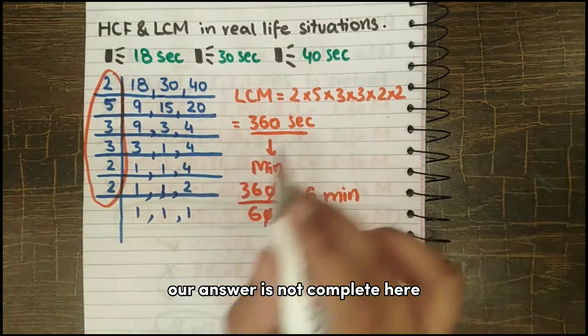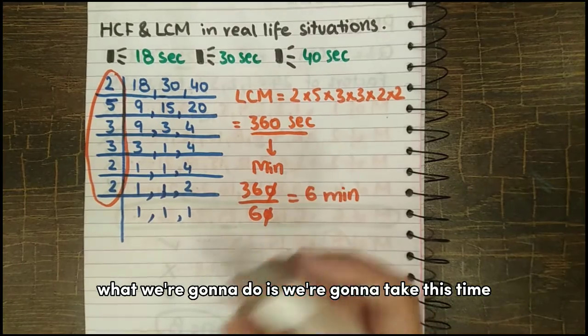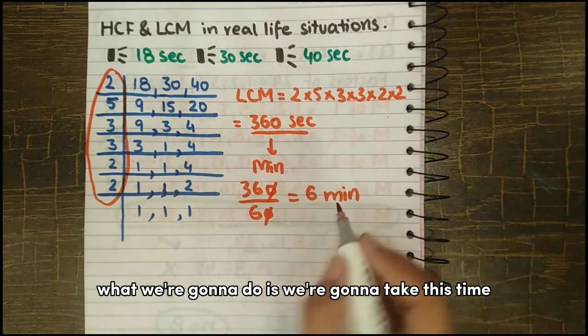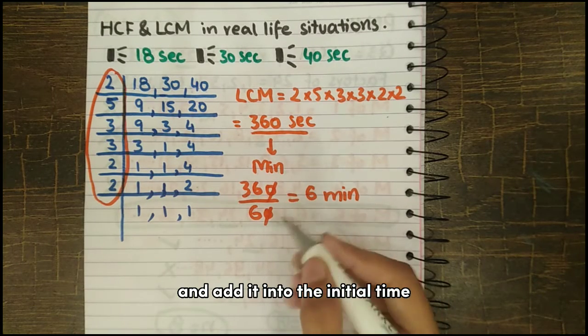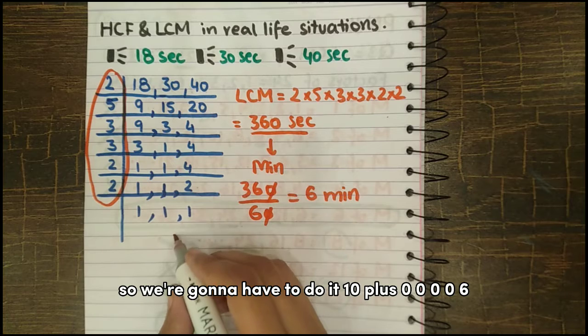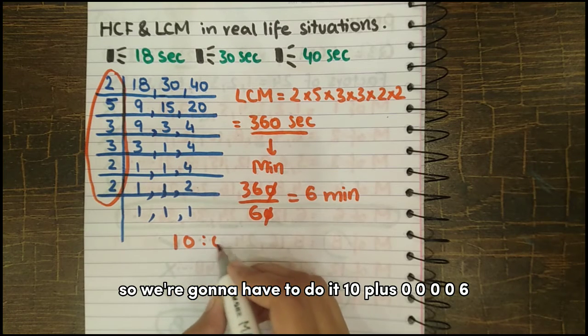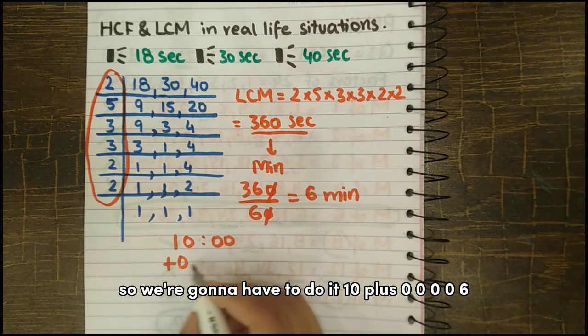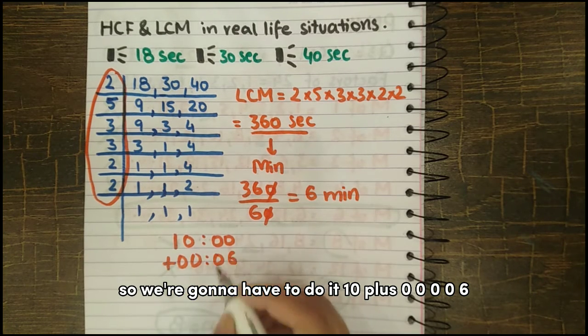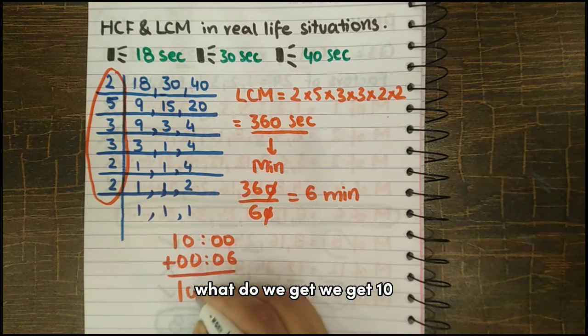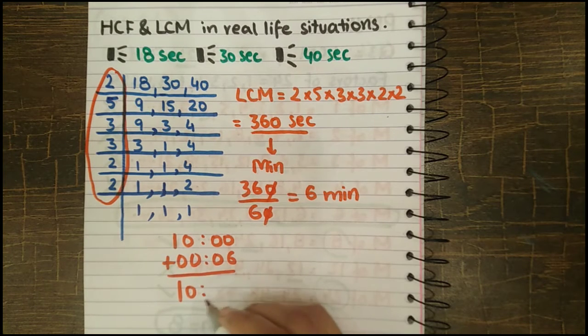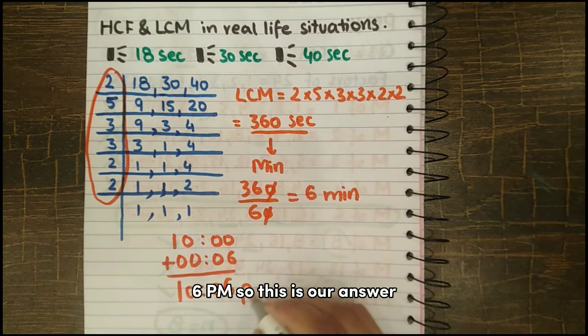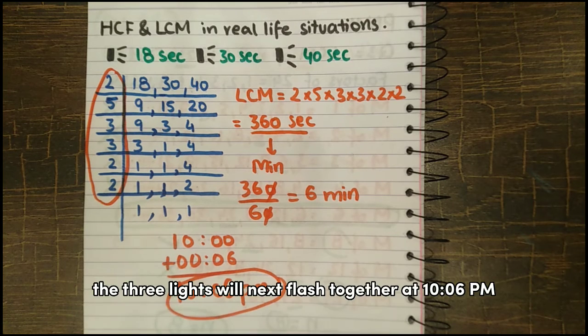Our answer is not complete here. What we're gonna do is we're gonna take this time and add it into the initial time. So we're gonna have to do it 10 plus 0, 0, 0, 0, 6. What do we get? We get 10, 6 p.m. So this is our answer. The 3 lights will next flash together at 10, 6 p.m.